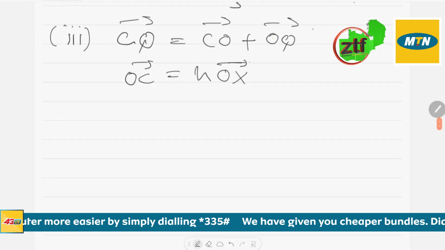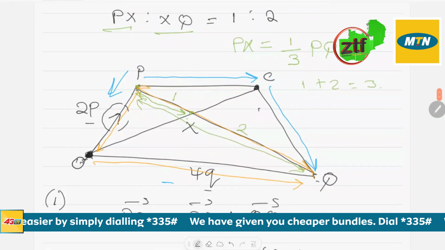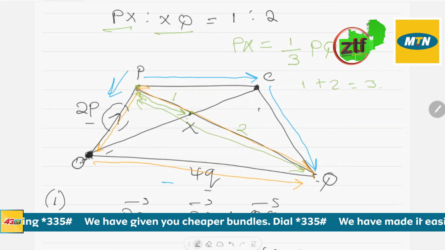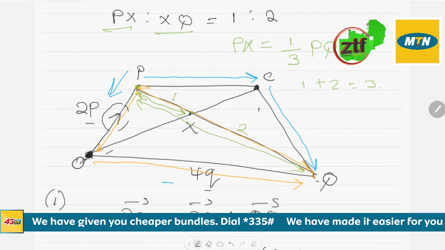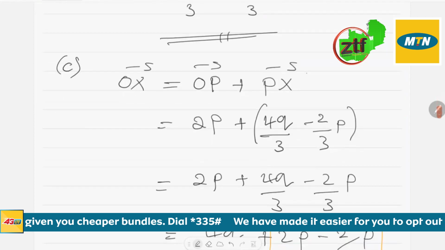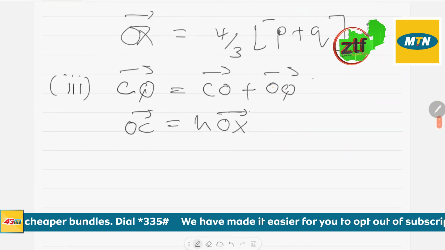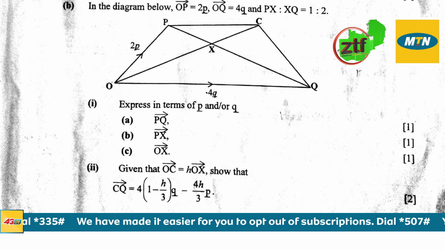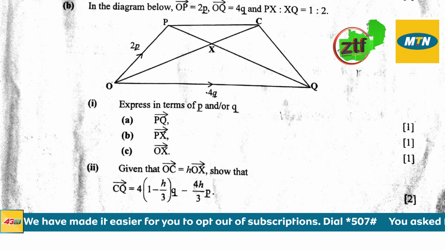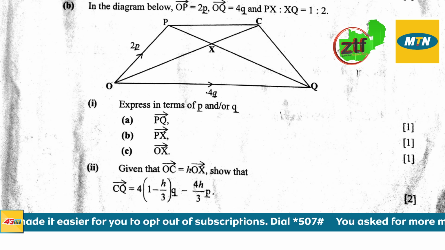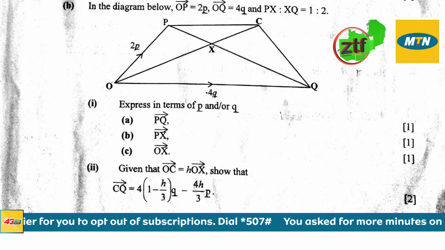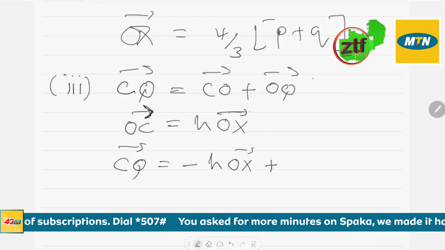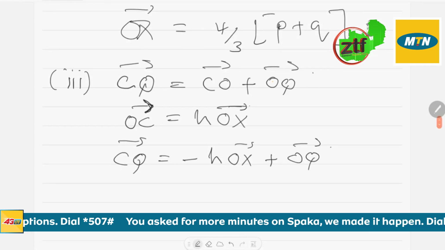So the distance of OC, as you can see from the diagram, is what we have been given as h multiplied by OX. That is the distance of OC. So in order for us to prove, we are going to say CQ is given by CO plus OQ. Since OC is hOX, if we are going in the opposite direction of OC, it means that we are multiplying OC by a -1. So by implication, CQ will give us negative hOX, then plus OQ, like that.